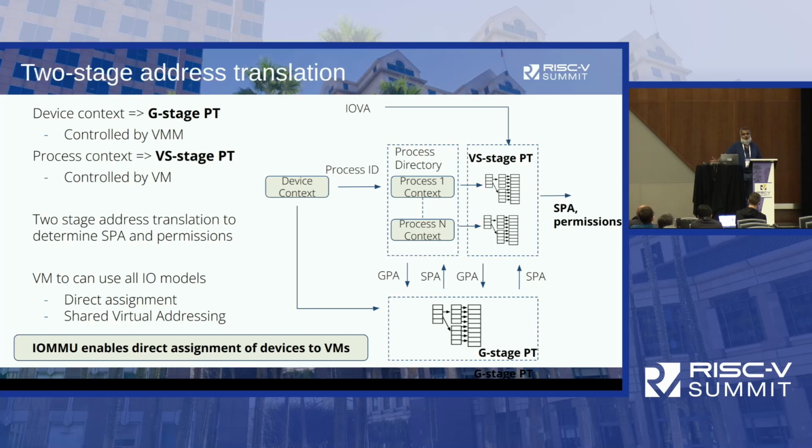And so that's where IOMMUs employ two-stage address translation, wherein the device context, in addition to providing, for example, pointers to the process directory, would provide a pointer to the G-stage page table, which provides the guest physical address to the supervisor physical address translations. And this page table is typically controlled by the VMM or the hypervisor. And the process contexts, which are typically controlled by the VM, provide you the VS-stage page tables. And with these two page tables in place, the IOMMU can do the two-stage address translation.